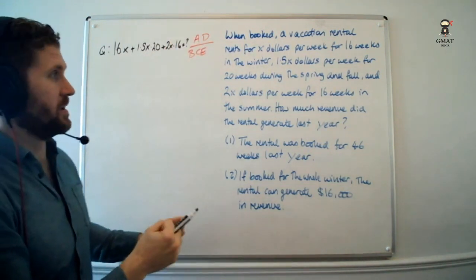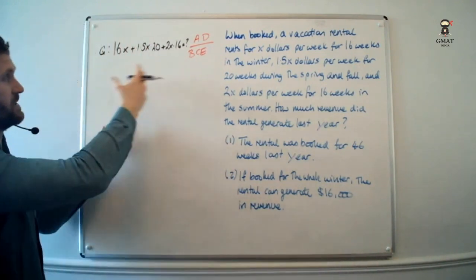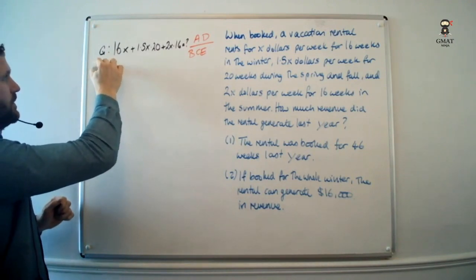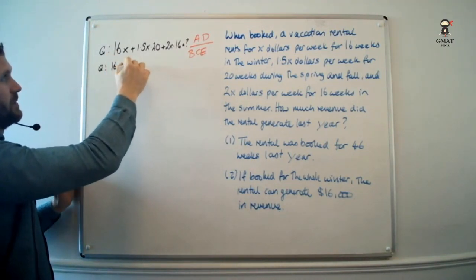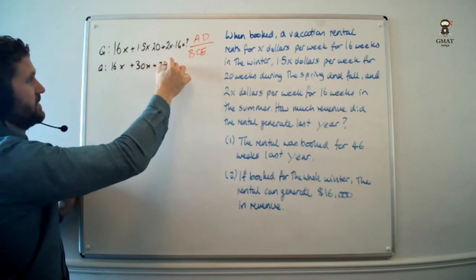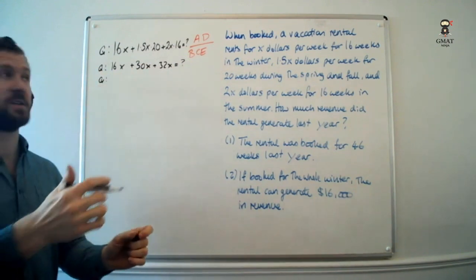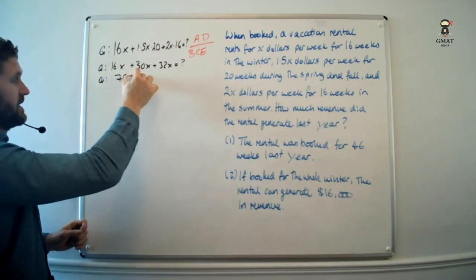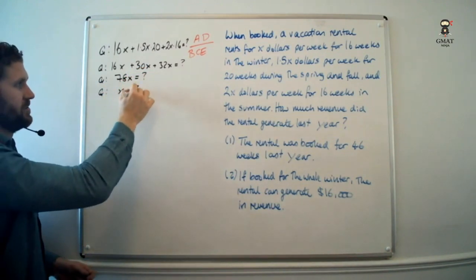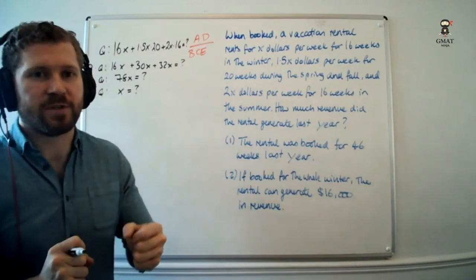And we're asked, how much revenue did the rental generate last year? So looking at this, if this was a data sufficiency question, we might begin to say, okay, well, I can simplify some of this. That'll be 16x plus 30x plus 32x, and that would be 78x. But since this is a data sufficiency question, all I really need to know is x. But is that really what the question's asking here?